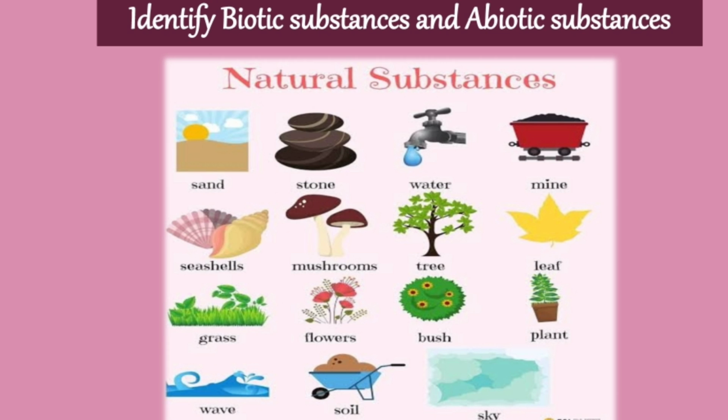So now try to identify biotic substances and abiotic substances from the figure. The first one is sand. It is an abiotic substance. Stone. It is an abiotic substance. Water. It is an abiotic substance. Mine. It is an abiotic substance. Seashell. It is a biotic substance. Mushroom. It is a biotic substance. Tree. It is a biotic substance. Leaf. It is a biotic substance. Grass, flowers, bush, plant. All of these are living things, so they are biotic substances. Wave is an abiotic substance. Soil is an abiotic substance, and sky is an abiotic substance. Okay, have you got it?